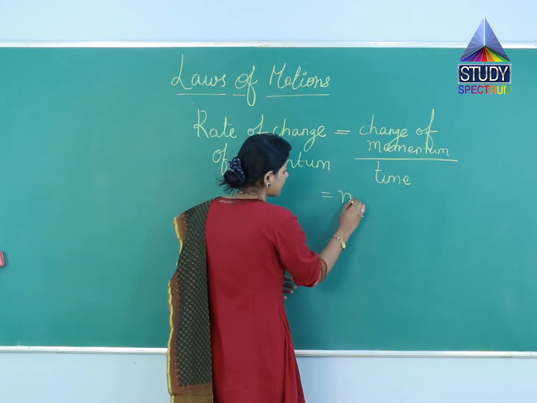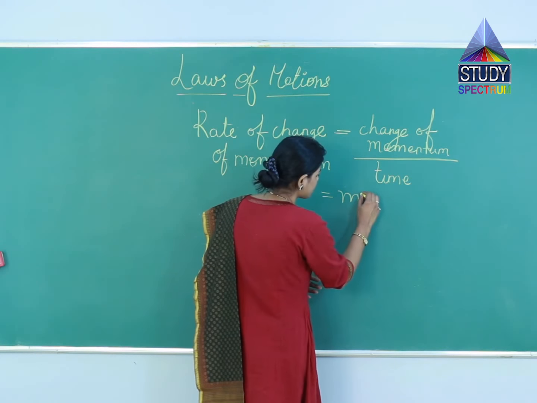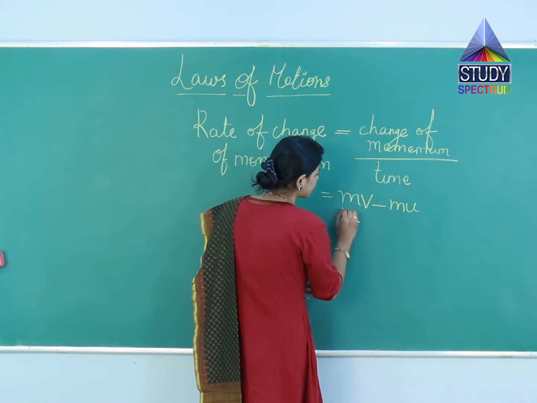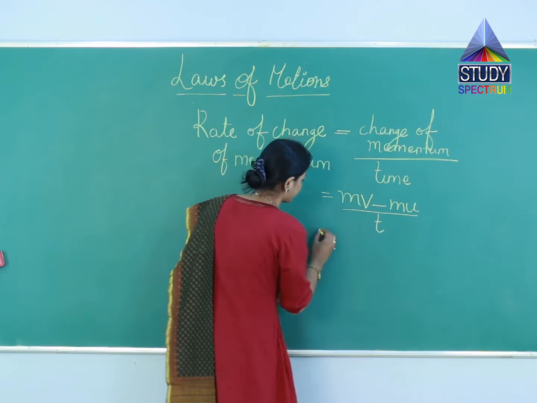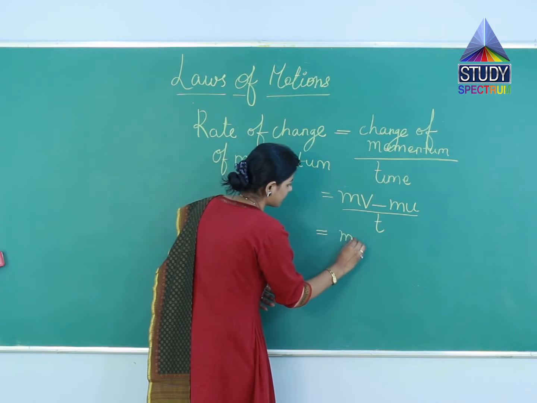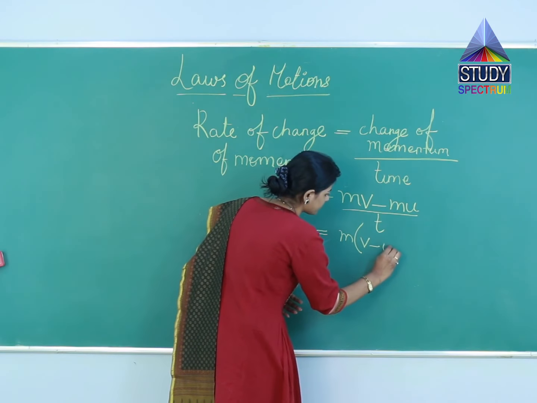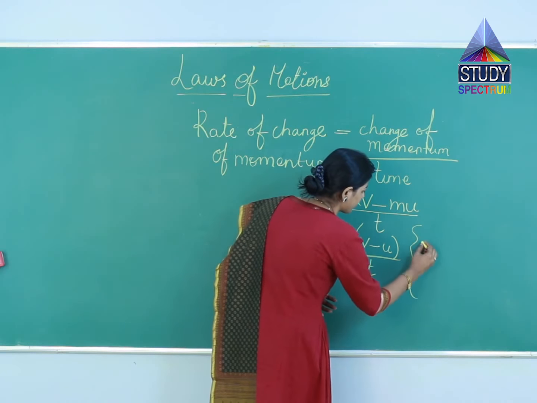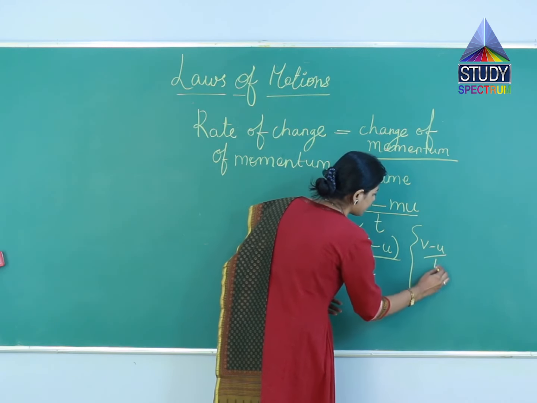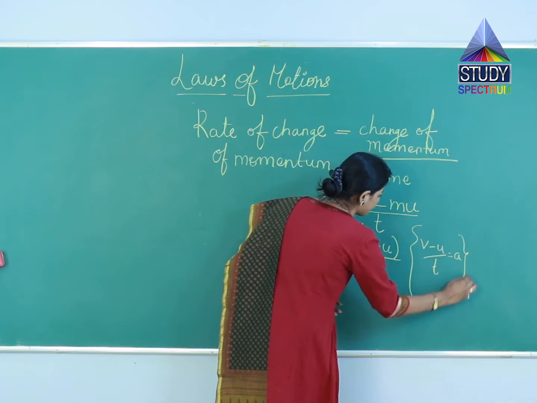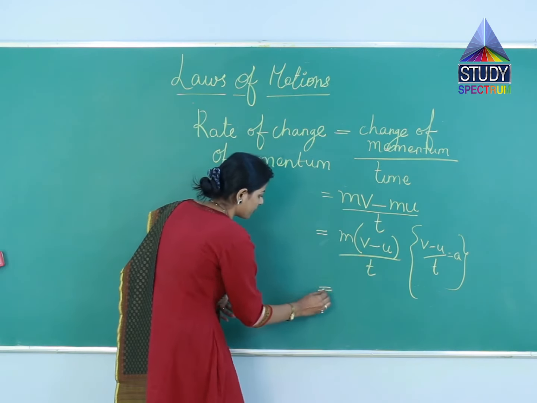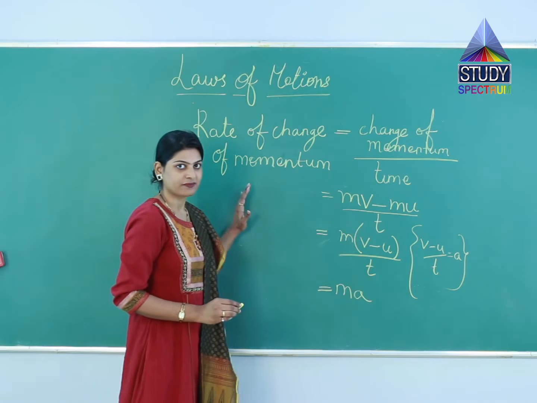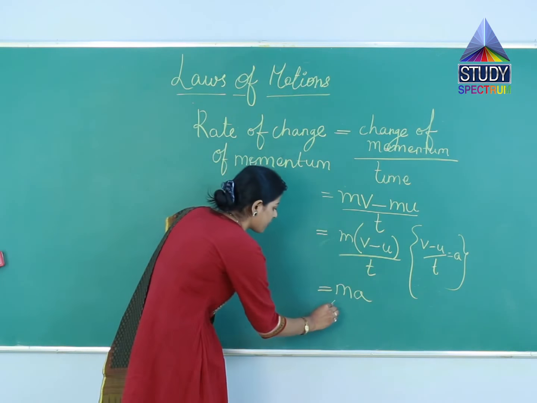Suppose m is the mass of the object, v is the final velocity and u is the initial velocity. Therefore m in common, v minus u divided by t. Now here v minus u by t is equal to acceleration. As per the definition, we can say that the rate of change of momentum is directly proportional to the force.